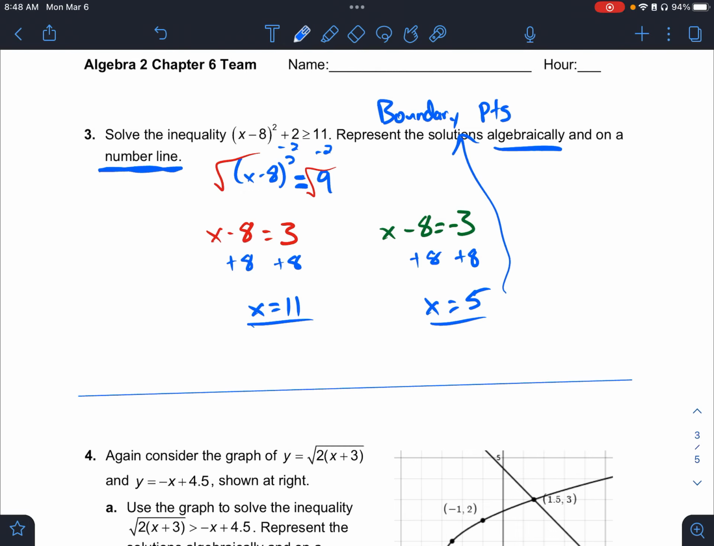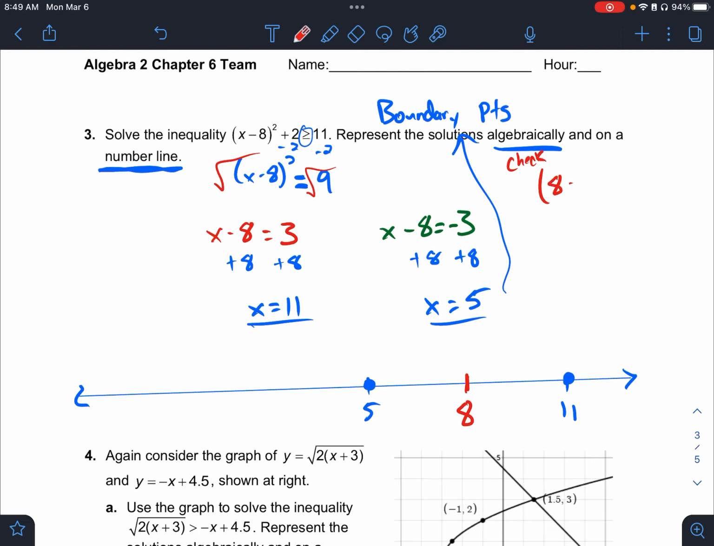So when I put it on a number line, I have a point at 5, I have a point at 11. Since this is greater than or equal to, I know they are both closed circles. Okay? And now I have to check some points. I think it's easiest to check a point here in the middle. I'm going to pick 8 because I know that's going to cancel some things out, but you can pick really any point. So if I plug in 8, check.